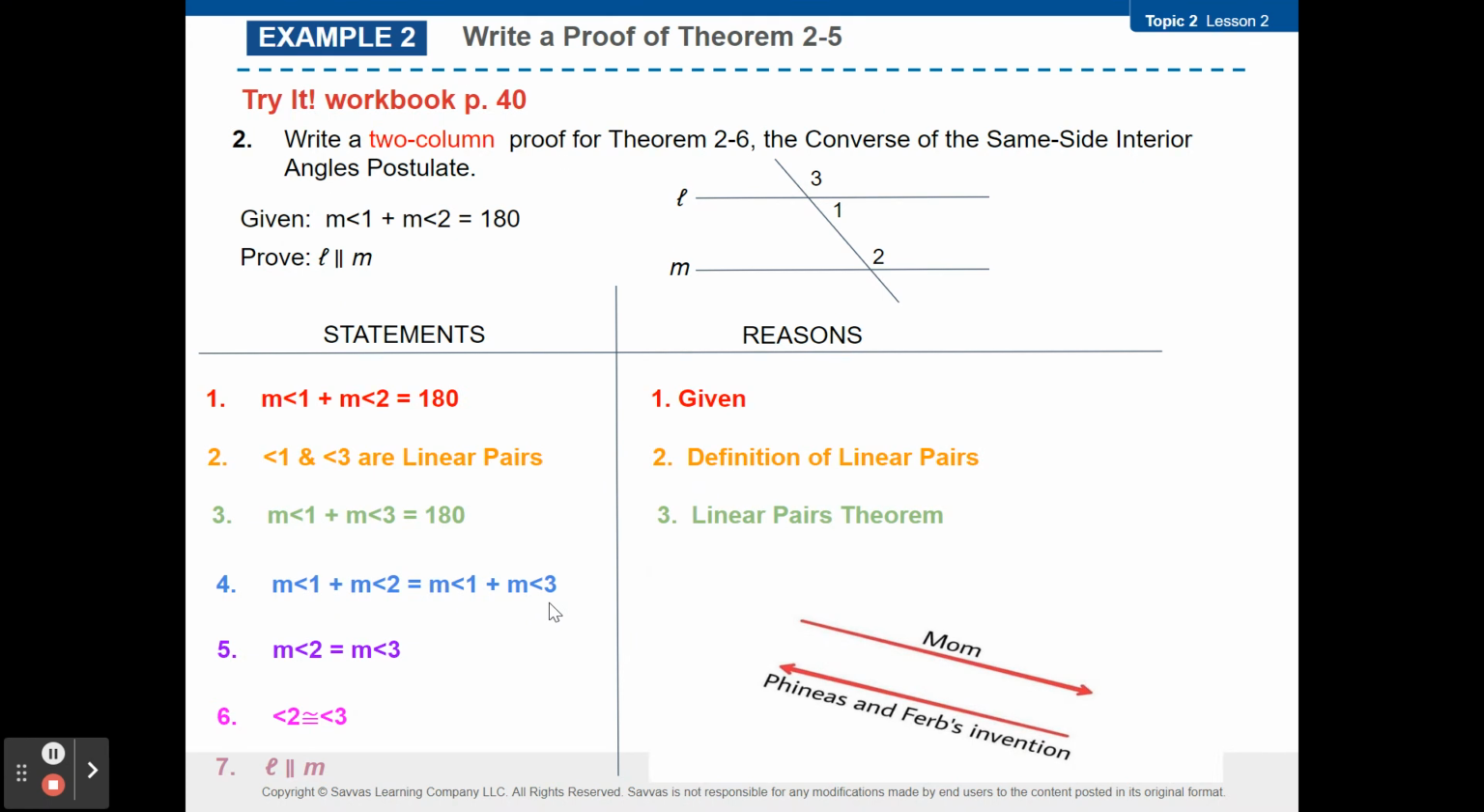What's the other one that could potentially be used? Someone knew. Go ahead. Transitive property. Those are the only two. And the transitive property works because your pair, remember, 180 and 180. Okay? Now, what's going on?